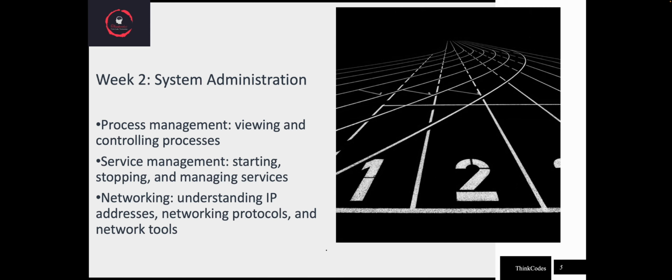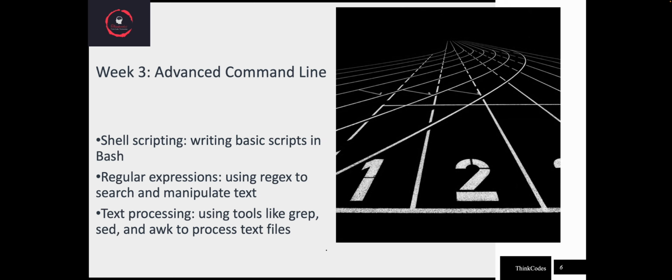In week 2, we'll be learning more about system administration. In that, we'll learn about process management, like viewing and controlling processes. Then we'll learn about service management, that is starting, stopping, and managing services. And the important aspect that we are going to study is networking, because as you know, the internet works on networking. So understanding IP addresses, networking protocols, and network tools, that's what we are going to cover.